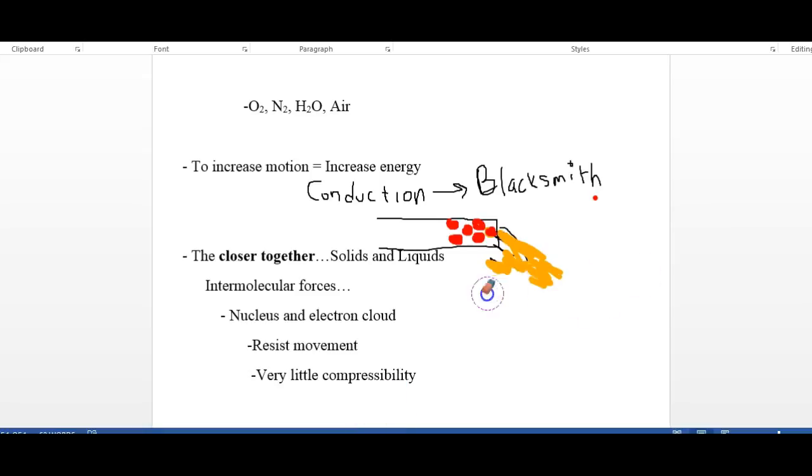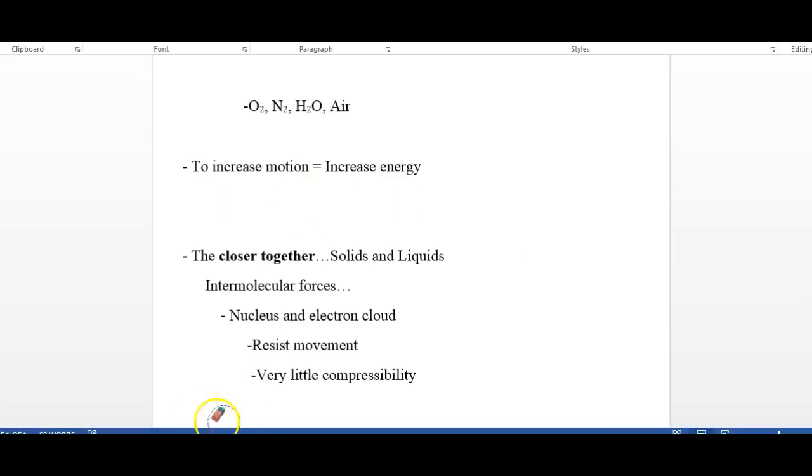Okay, so let's go erase this now. If we want to increase the motion and change something from a solid to a liquid to a gas, we increase energy. So really, when we look at this, it's all about energy. How much energy are you putting into something? If you can put enough into it, you can cause it to change state.